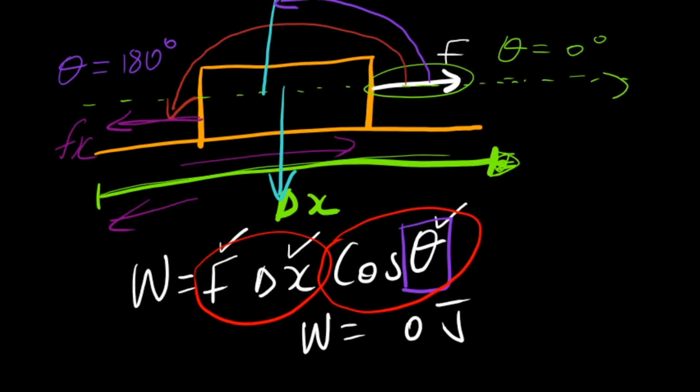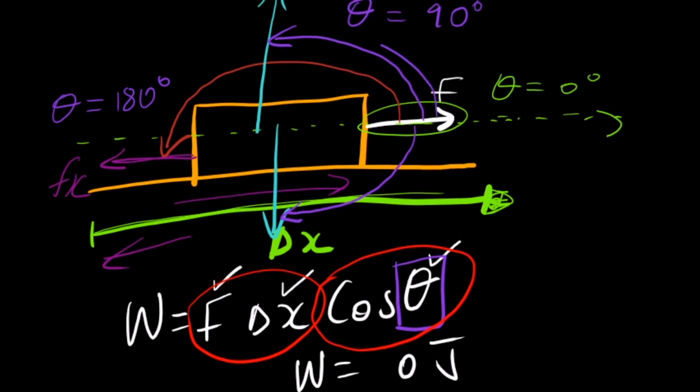Same goes for the force of gravity. The angle between the displacement and the force of gravity, if we take it in this direction, you can see that it's 270, and cos 270 is 0. That is why we say that for the force of gravity and the normal force, there's no work done by these two forces.